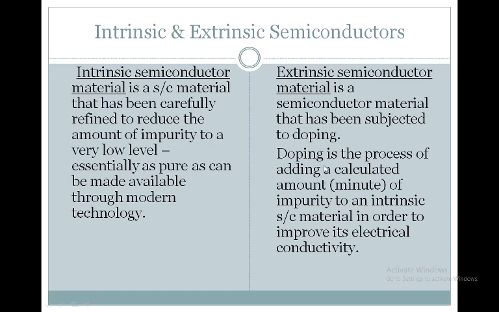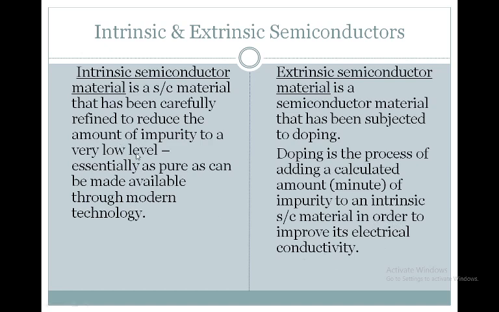Doping is a process of adding a calculated amount of impurity. This is usually in minute quantity, very small quantity, 1 part per million in some cases, of impurity to an intrinsic semiconductor material. So when you add a doping agent to an intrinsic semiconductor, you have an extrinsic semiconductor, and this is to improve its electrical conductivity.